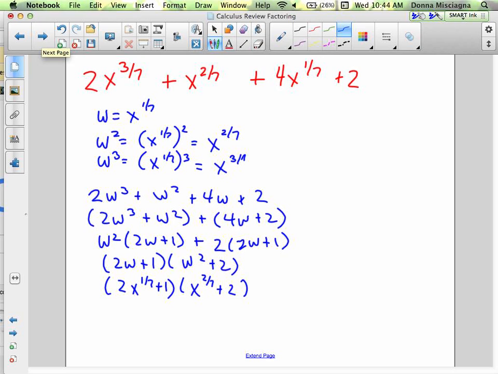All right, so that's all. I just wanted to show you a few more. And I think that's pretty good for a good review on factoring.